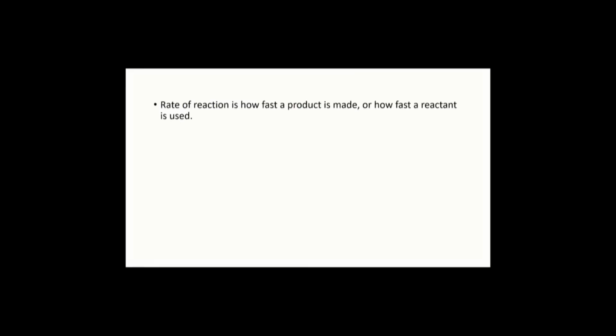Let's have a look at what rate means in chemistry. So the rate of a reaction can be measured in two ways. Either you can measure how fast you're making something, or you can measure how fast you're using something up.